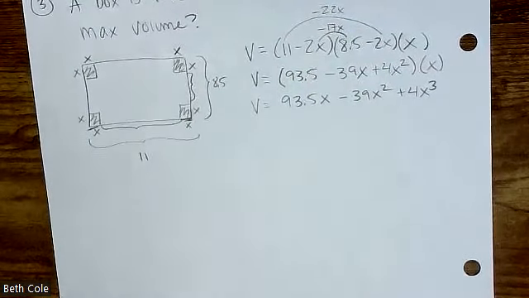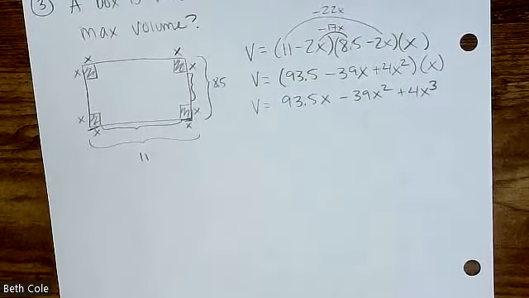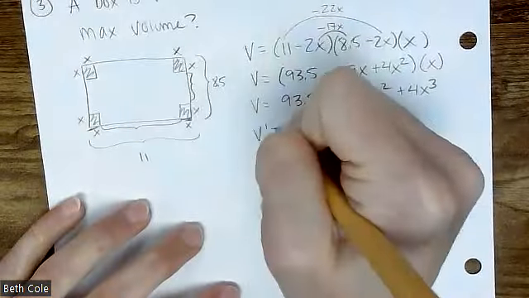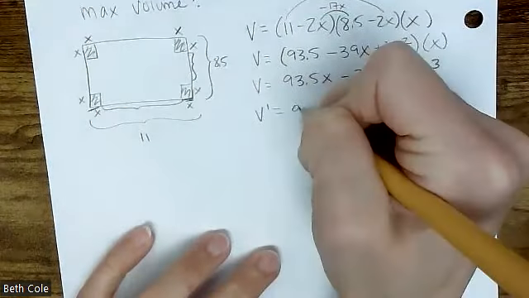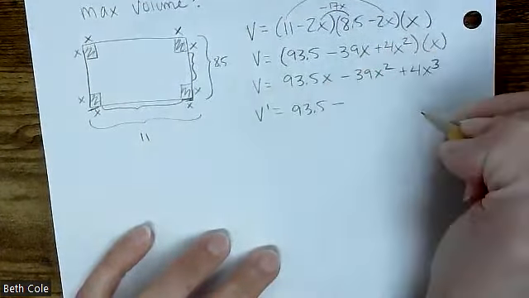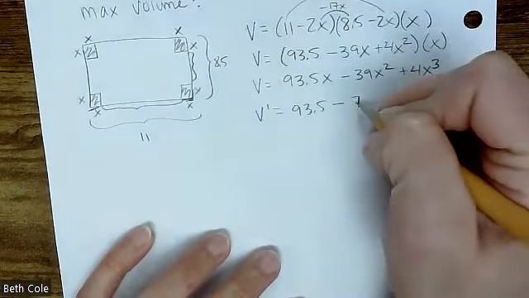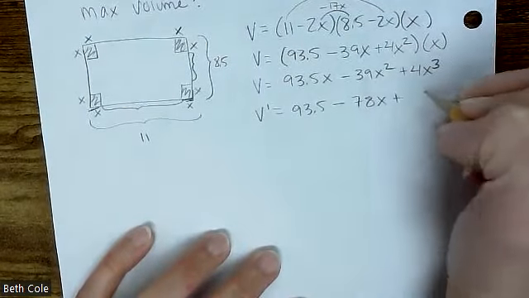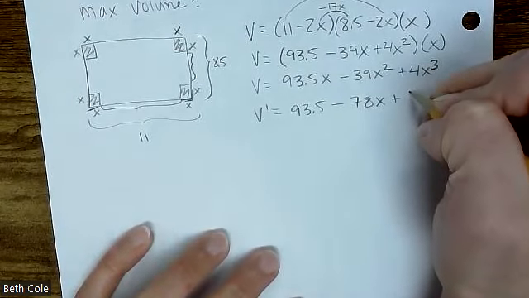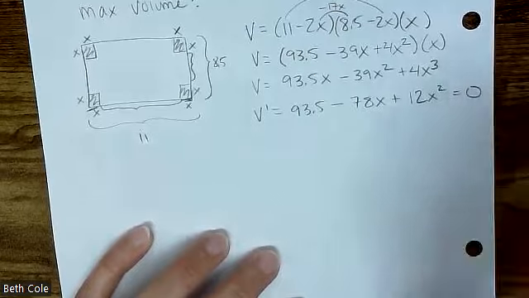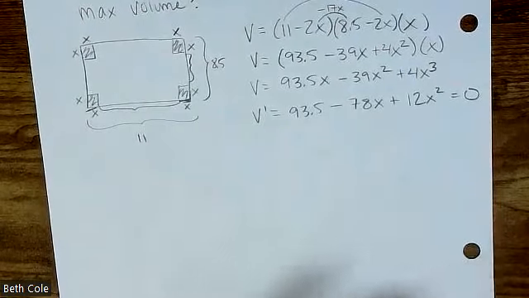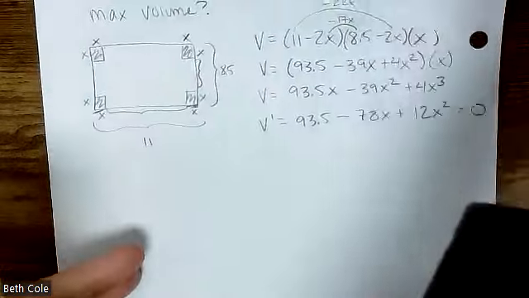Don't forget to do the most important step, derivative. Good. Okay, what's our derivative going to be? Yeah, 93.5 minus 78x, perfect, plus, ooh, close, 12x squared. There we go. Equals 0. Now here's where you would need a calculator because that won't factor. I'm going to just type for you.